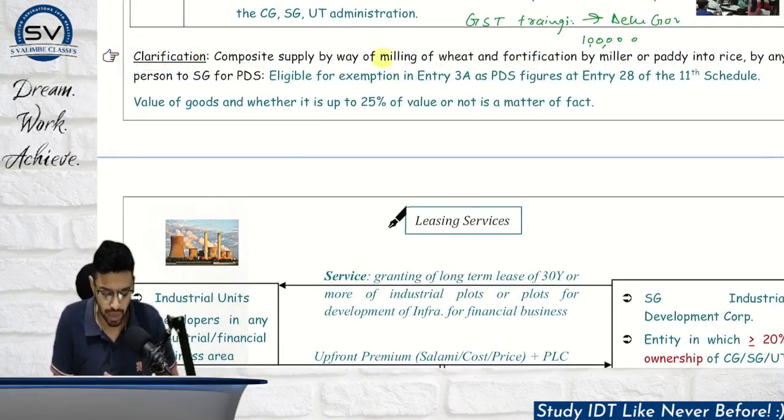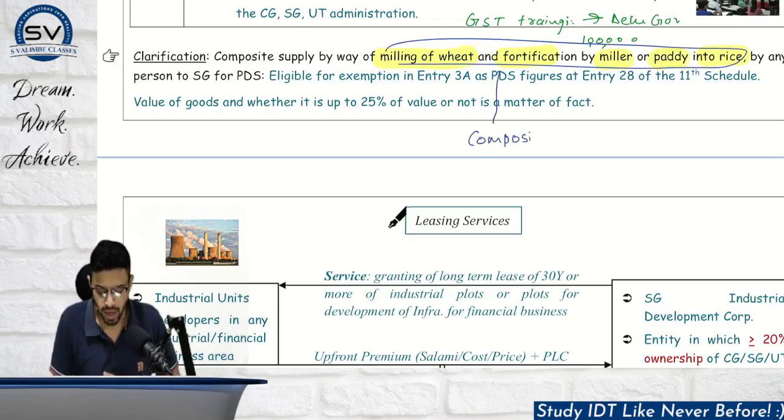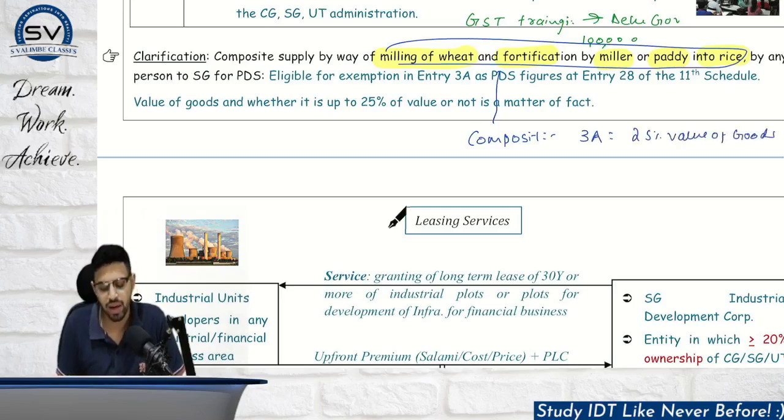Basically, the service of milling of wheat and fortification by miller, or paddy into rice. So this is also a composite supply, and for composite supply, we have already covered the definition of the entry number 3A, that we have to check the condition of 25% value of goods. If that is satisfied, then no GST, otherwise GST will be applicable.